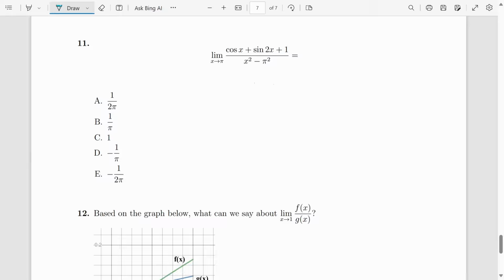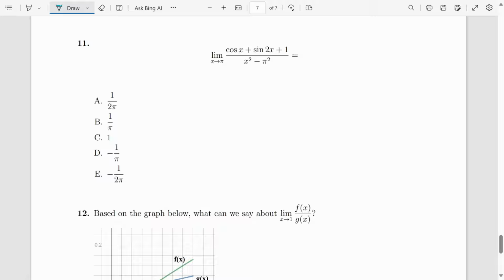Question 11. This is our first limit. I'm surprised. Usually I like to have a lot of limits on these. We've got the limit as x approaches pi of this big fraction. So immediately my spidey senses are going off. Whenever you have limits of fractions, usually how these go is you use L'Hopital's rule.